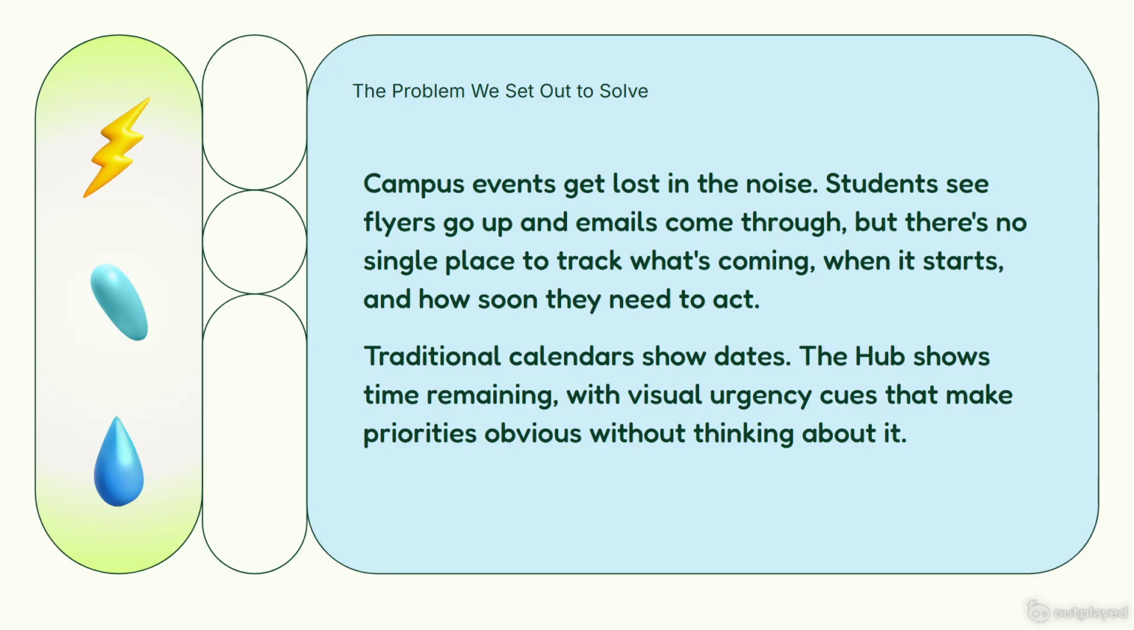So there is no single place where you can look and immediately understand what's coming up and how urgent it is. And the traditional tools like Google Calendar or Canvas do exist, but they require manual effort to set up, and more importantly, they don't communicate urgency. A deadline that's 6 hours away looks exactly the same as one that's 3 weeks away.